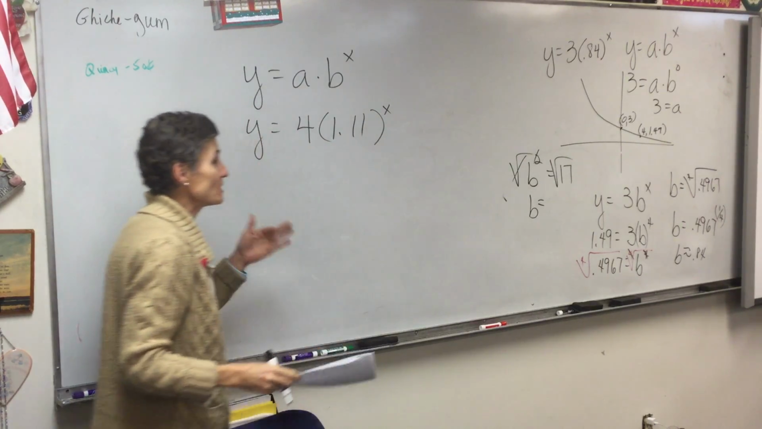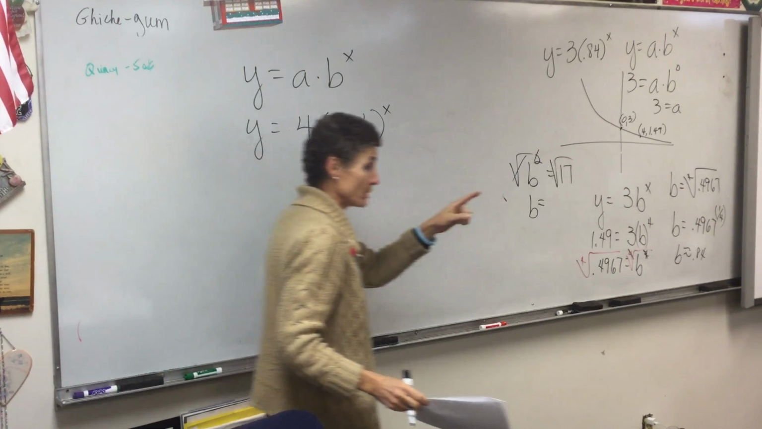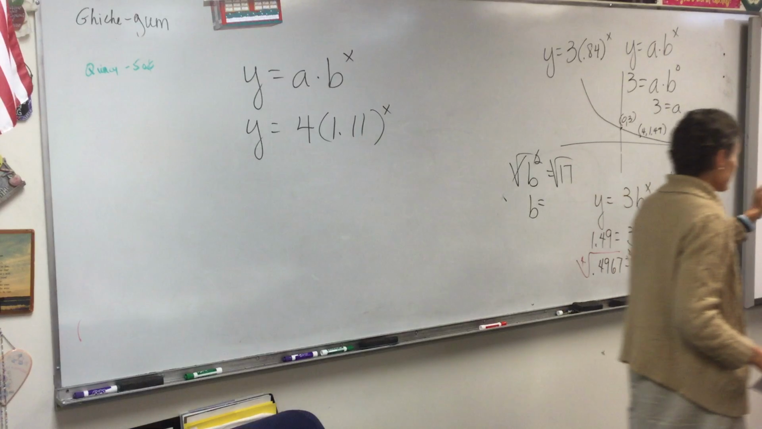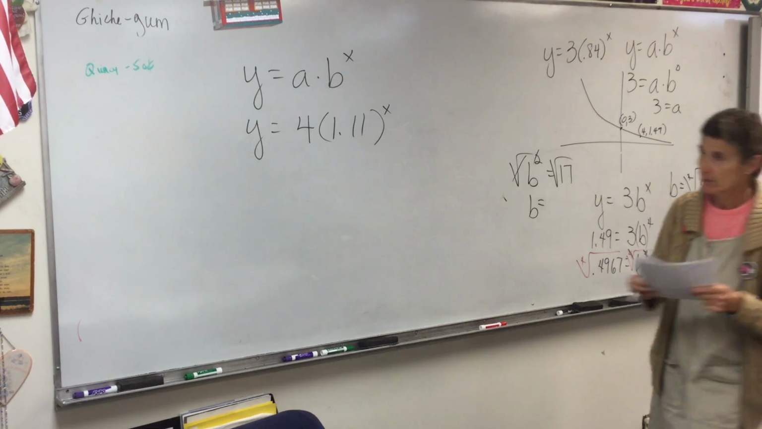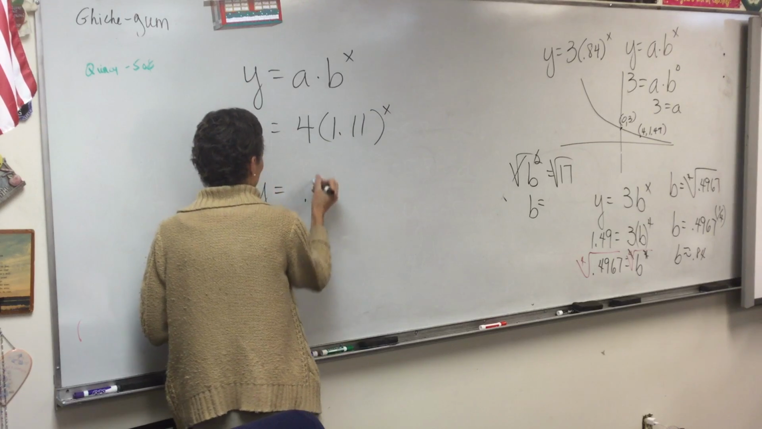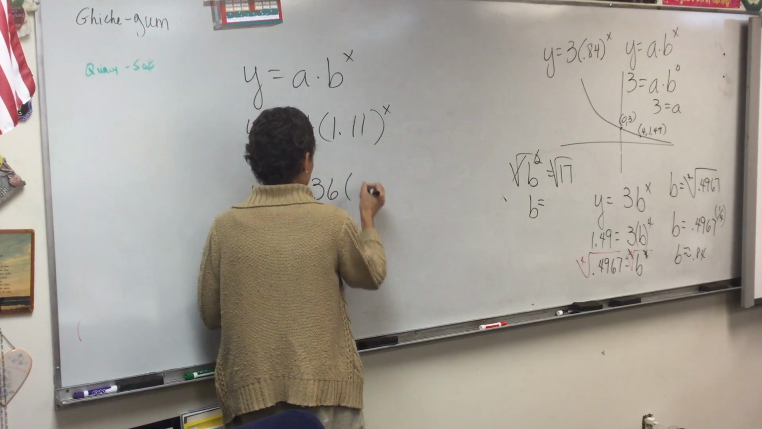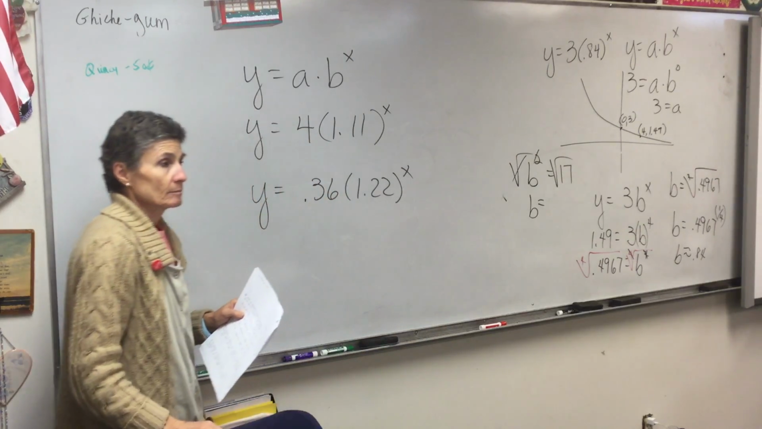1.11. Why did she say 1.11? Because it's increasing 11%, which means it's 0.11 more than 1. So 1.11 to the x, period. You're done. That's all there is to it. How about B? What's B going to look like? 0.36, 1.22 to the x. That's it.